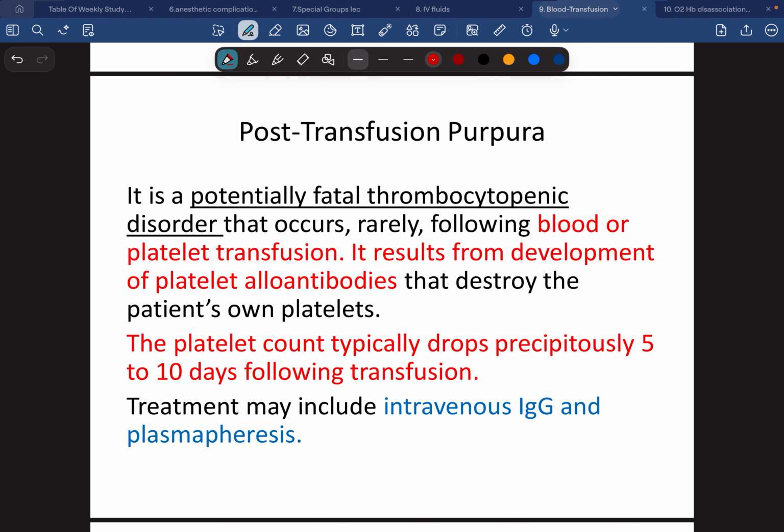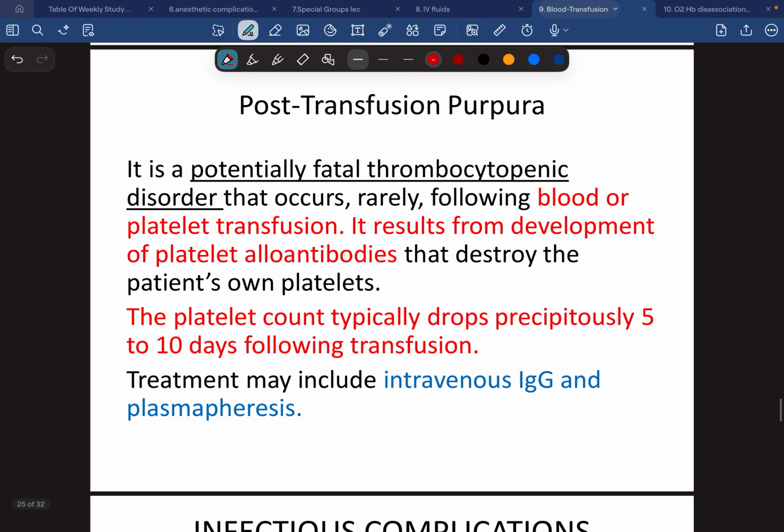A thrombocytopenic disorder, post-transfusion purpura: blood or platelet transfusion results in the development of platelet alloantibodies. Platelets are actually very allogenic, so that's why most of us anesthetists try to avoid transfusing platelets as much as possible unless really needed. The platelet count drops within the next 5 to 10 days following the transfusion. We give them IVIG and plasmapheresis.